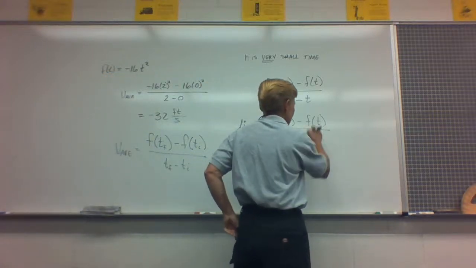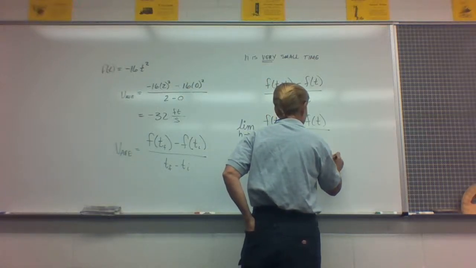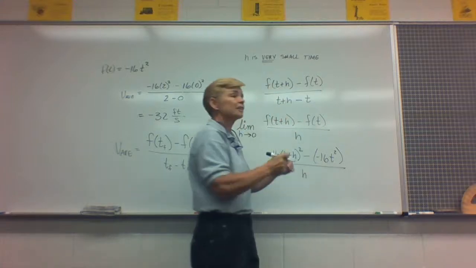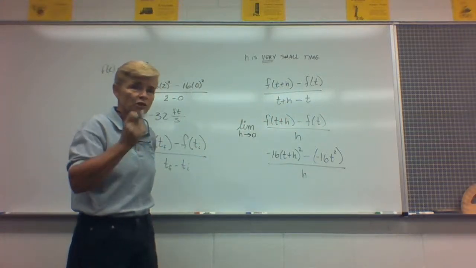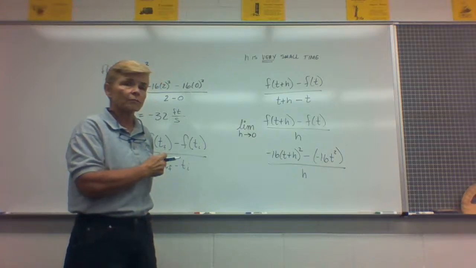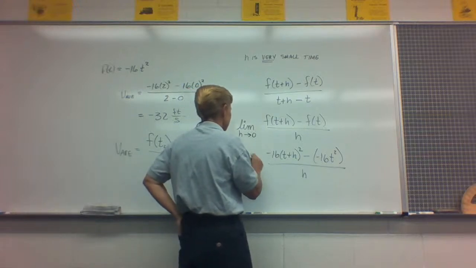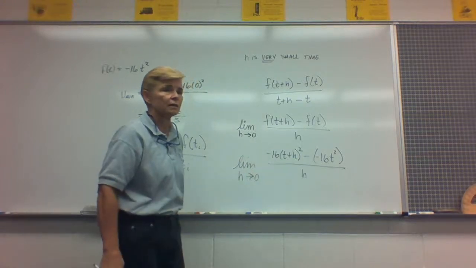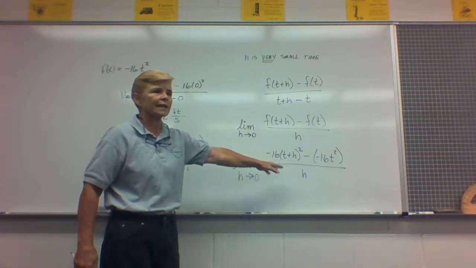Minus f of t, which is negative 16t squared, all over h. That's what we have in this particular instance because that's the function that predicts motion for this rock on Earth. Does that make good sense to you or not? And what we want to do is take the limit as h goes to 0 without arriving. We can't let h go to 0 because if we did, we'd have division by 0. Does that make sense to you? We can't let it arrive there.